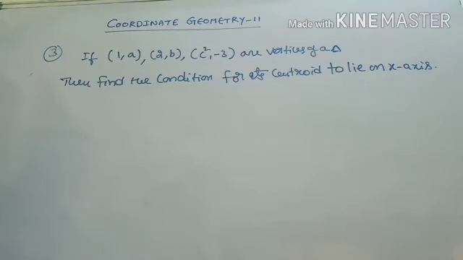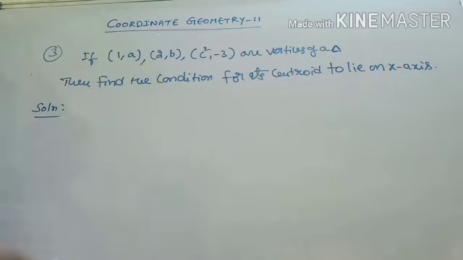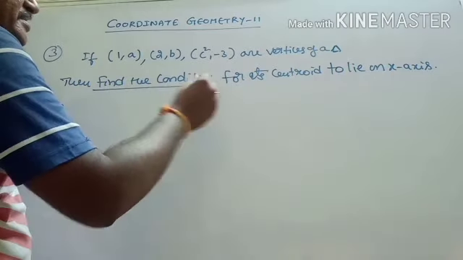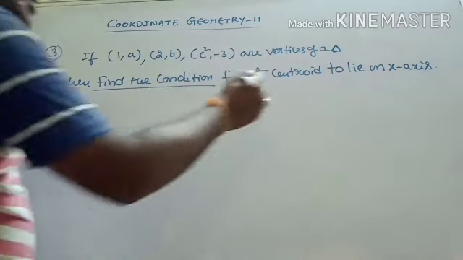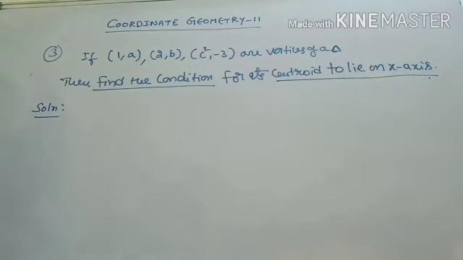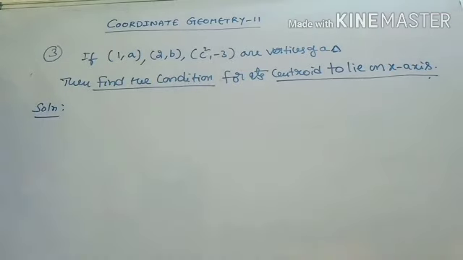Now we have another problem, the third problem, interesting. See here, they have given that 1 comma a, 2 comma b, and c square comma minus 3 are the vertices of a triangle. Then we need to find the condition for its centroid, the condition being that the centroid is lying on the x-axis. When a point lies on the x-axis, the y coordinate becomes 0. I think from that we are going to get the condition, right?